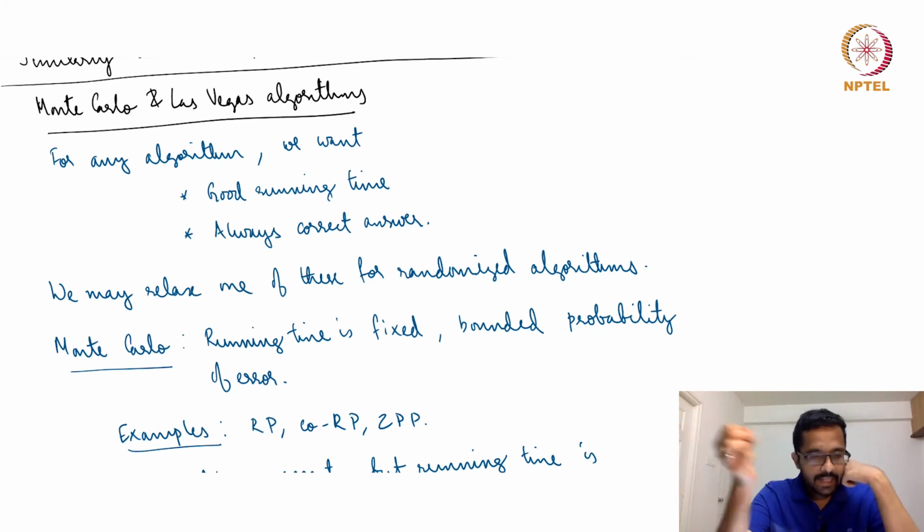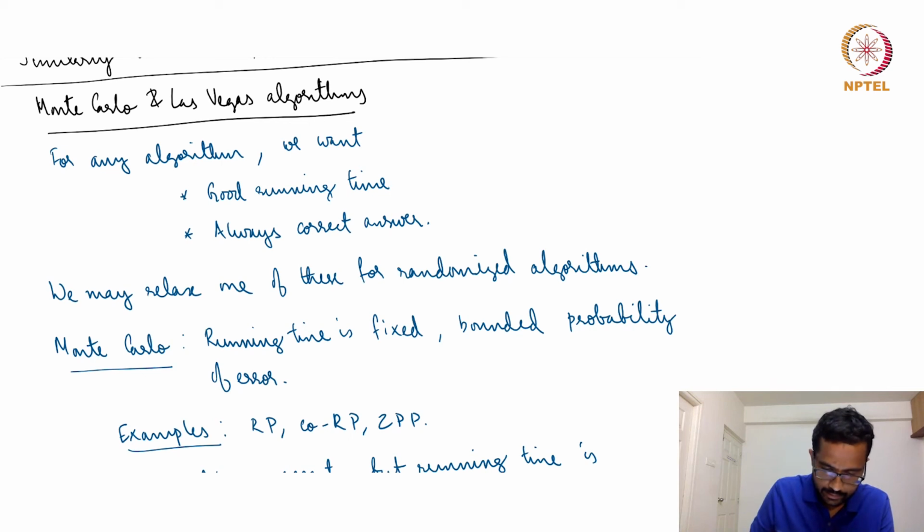So we tend to relax one of these. There are two things that we could relax. Till now, what we have seen is that we have been relaxing the requirement of always correct answer. How have we been relaxing this? By allowing for some error probability. We allow some error, but then we try to make the error controlled so that we can manage the probability of error. And the running time is fixed.